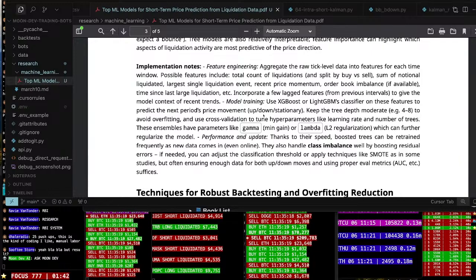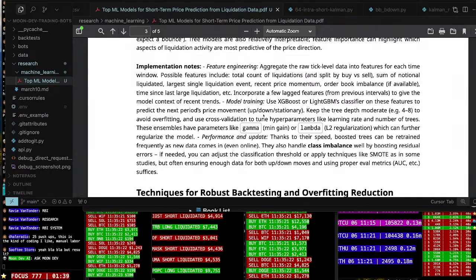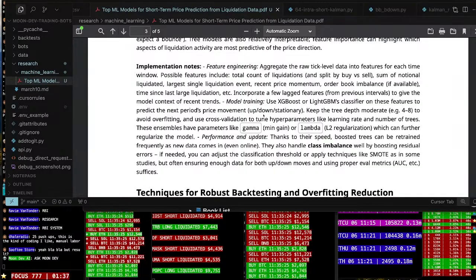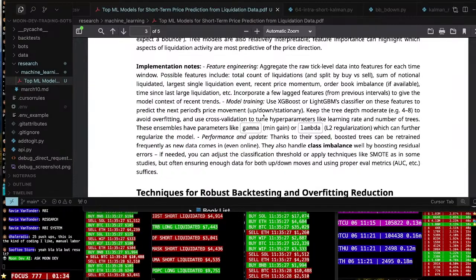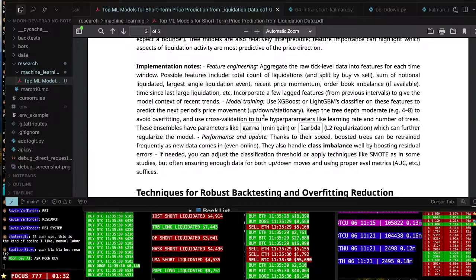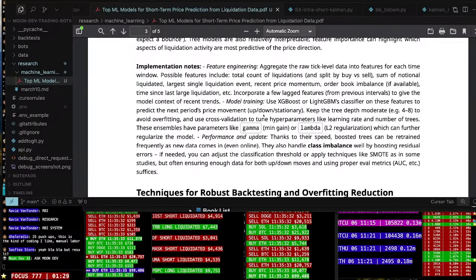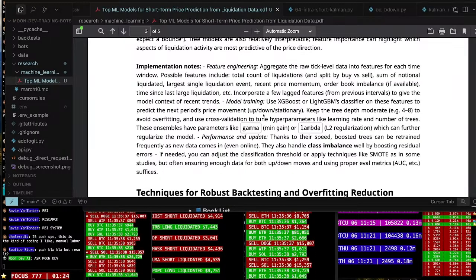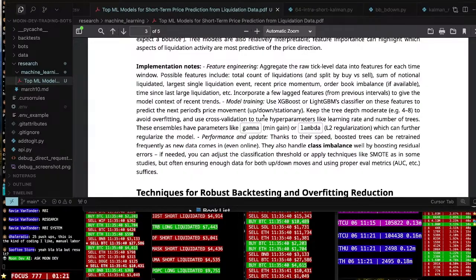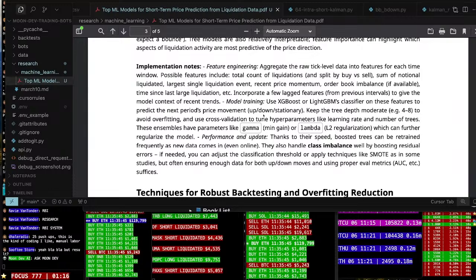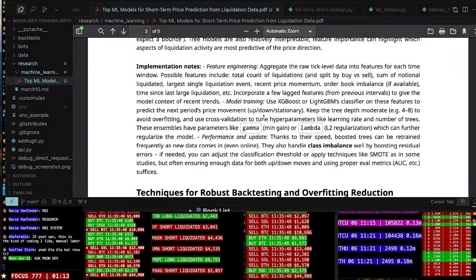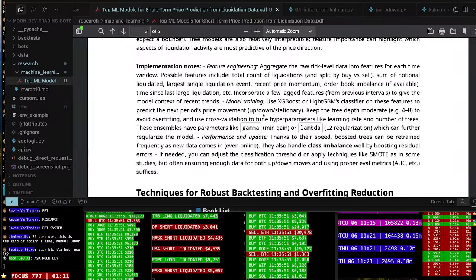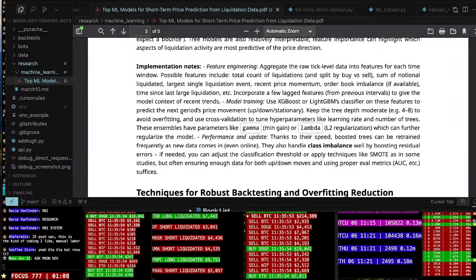Performance and update. Thanks to their speed, boosted trees can be retrained frequently as new data comes in, or even online. They also handle class imbalance by boosting residual errors. If needed, you can adjust the classification threshold or apply techniques like SMOTE, as in some studies, but often ensuring enough data for both up and down moves, and using proper eval metrics, area under the curve, AUC, etc.